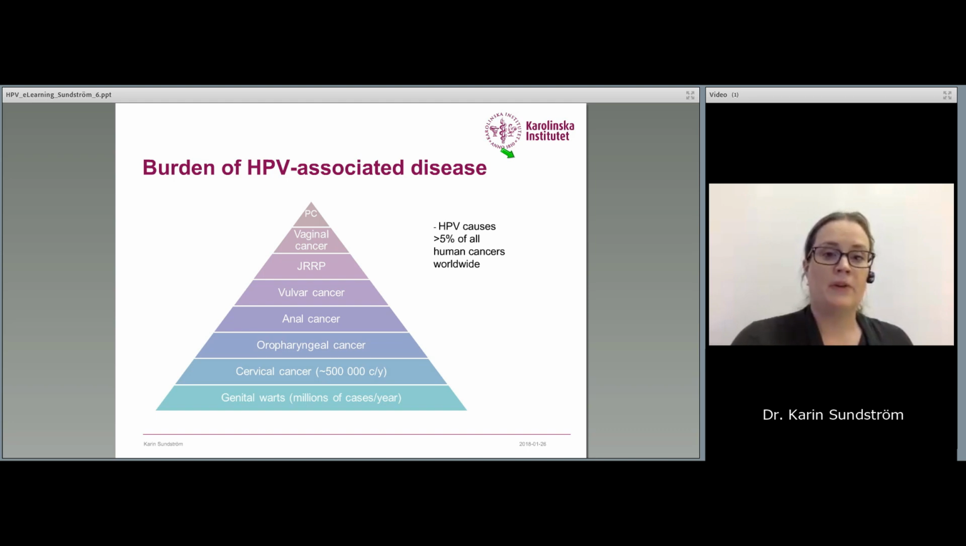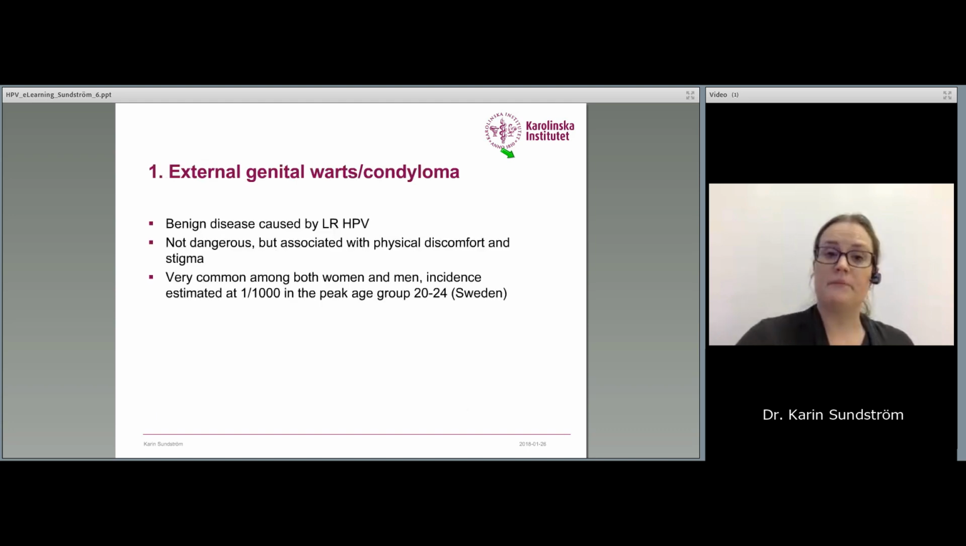And I've then numbered the other HPV-associated diseases higher up in the pyramid according to decreasing incidence. And in a total, HPV is estimated to cause around 5% of all human cancers worldwide. This is of particular note since, as I will be alluding to later on in this lecture, of course, this carries important implications for the significance of vaccination in potentially reducing this burden.